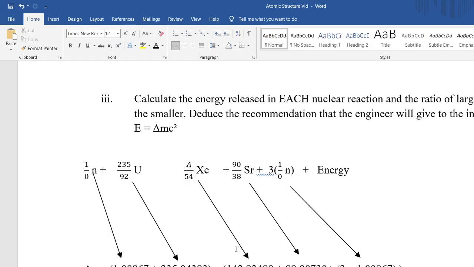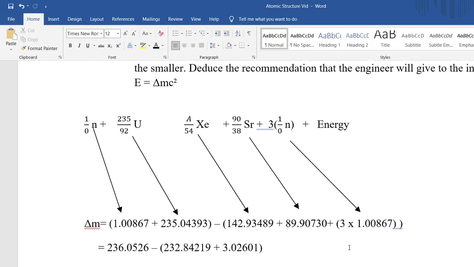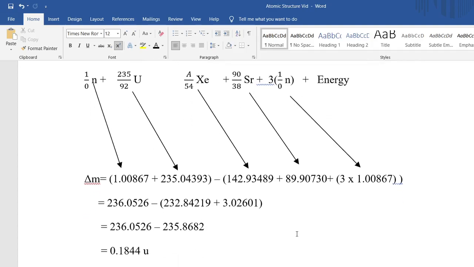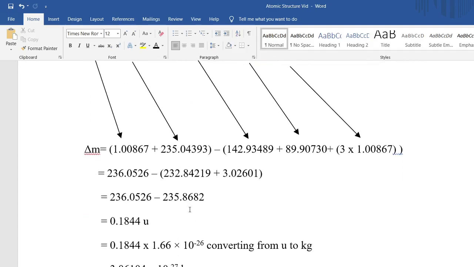Xe, we know where I got that from, the table, wrote the exact number from the table, plus Sr, found the mass there, and I have 3 neutrons on this side, so I'll multiply this by 3. I went ahead and multiplied this by 3 before I did anything else. I don't want any mistakes, so I subtract these two from each other, and I end up with 0.1844 U.